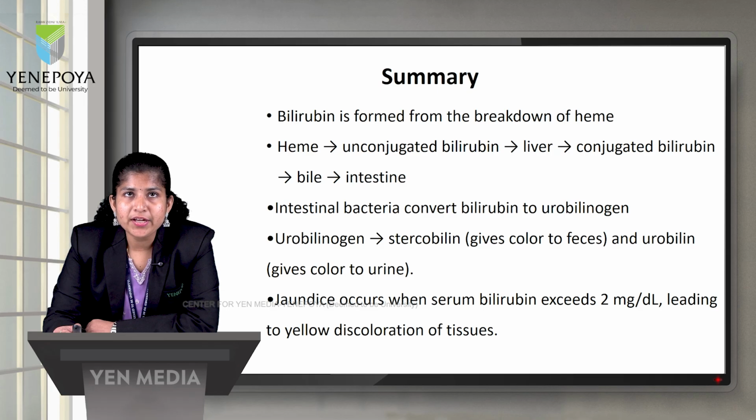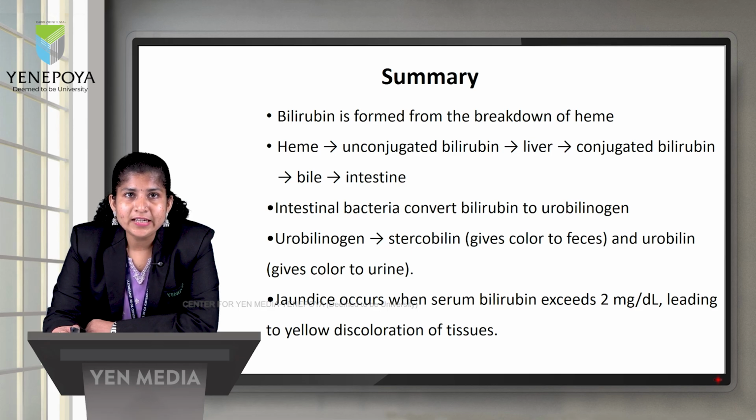Next we will see the summary of bilirubin metabolism. Bilirubin is formed from the breakdown of heme. Heme is converted into unconjugated bilirubin, which is transported to the liver. In the liver, it is converted into conjugated bilirubin, which is excreted into the bile and reaches the intestine. In the intestine, the intestinal bacteria convert this bilirubin to urobilinogen, and urobilinogen is converted into stercobilin and urobilin.